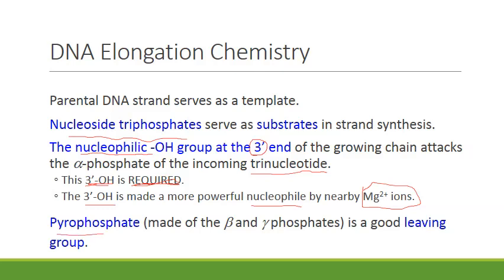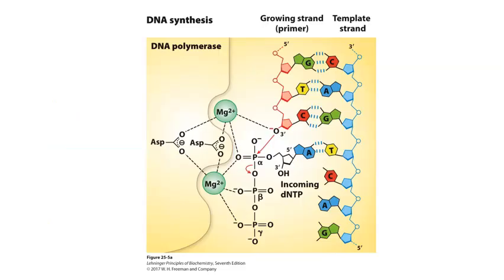So the last two phosphates on the nucleotide triphosphate are good leaving groups. In essence, two of the phosphates are being removed from the nucleotide triphosphate, and we're forming a phosphodiester bond linked to that 3' hydroxyl. This picture here shows you the DNA polymerase and the interaction between the nucleotide triphosphate, the growing strand, and the magnesium molecule, as well as some key amino acids within DNA polymerase.